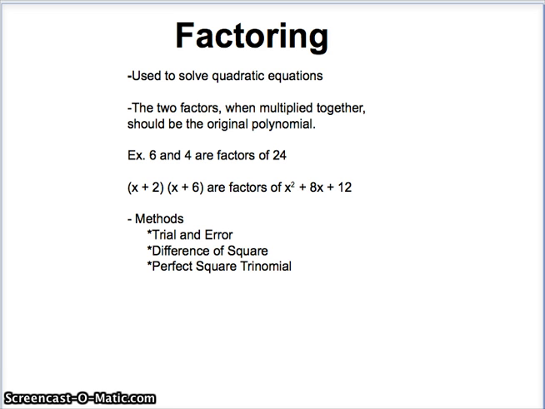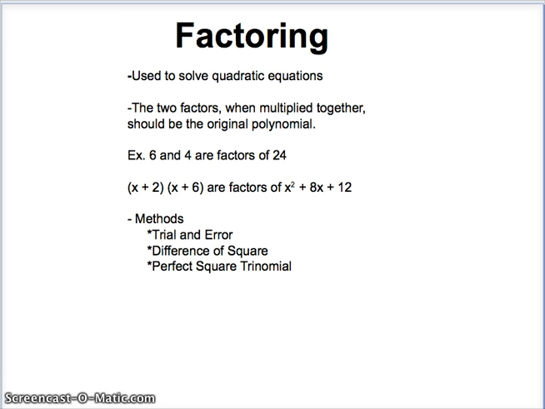So for example, when looking at the number 24, I can break that down into two factors, 6 and 4. Those are factors because when multiplied together, they equal 24. The same applies for polynomials. When looking at the polynomial x squared plus 8x plus 12, I can break that down into two factors, x plus 2 and x plus 6, because when multiplied together using the FOIL method, I get x squared plus 8x plus 12.